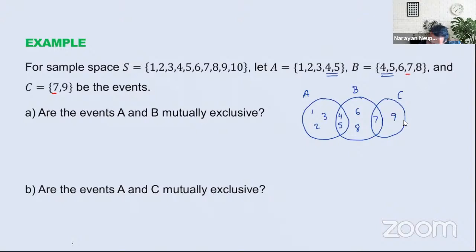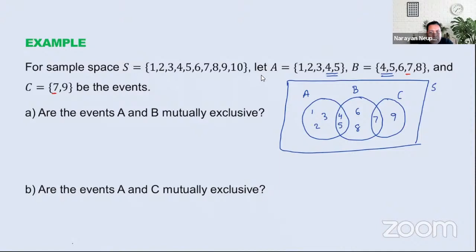And if we represent the whole thing using a Venn diagram, this is your sample space. You can see in your sample space, you have the elements from 1 through 10. So check here, 1, 2, 3, 4, 5, 6, 7, 8, 9. 10 is not in these three circles. That means 10 should be outside these circles. So what we have done is we represented the information using a Venn diagram. Now we have to answer the questions based on this one.